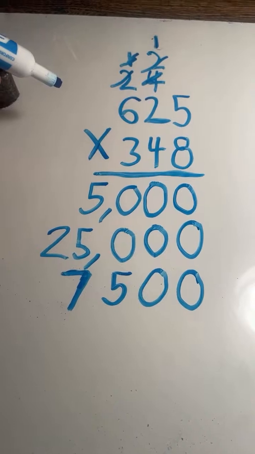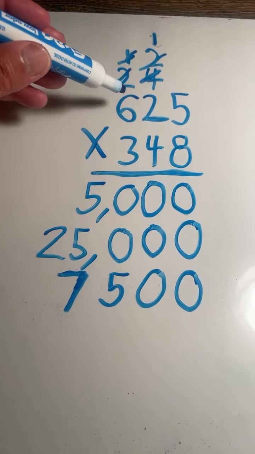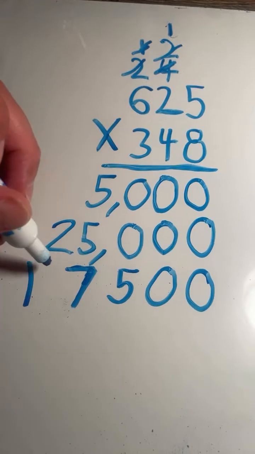Now we don't need to regroup there because our product is less than 10. Next, we multiply 6 times 3. 6 times 3 equals 18.